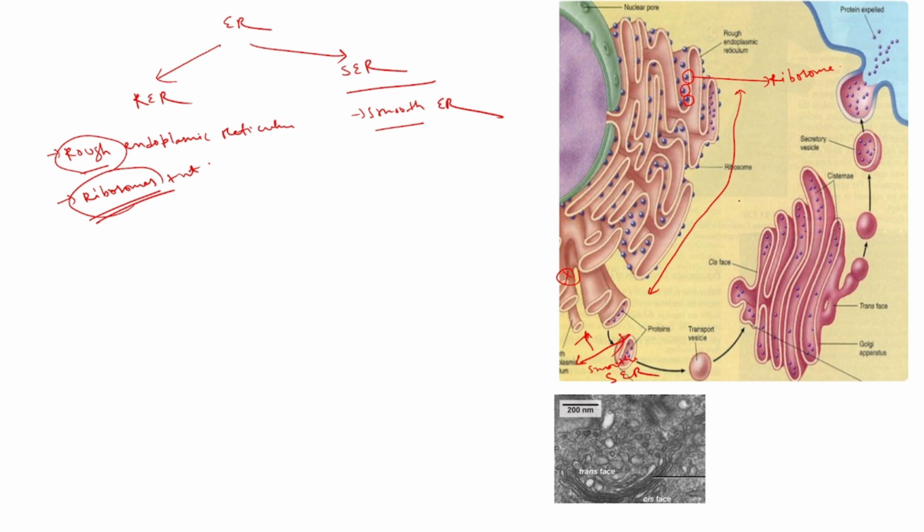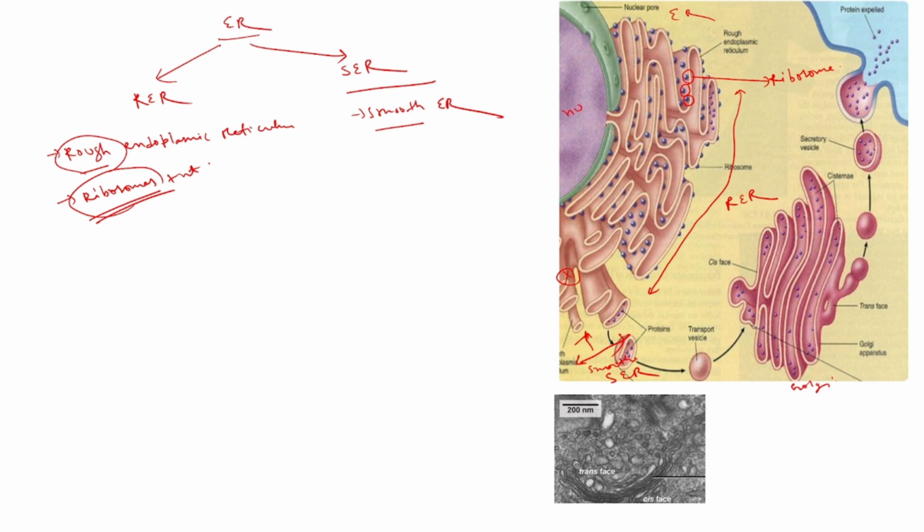This structure is called the rough endoplasmic reticulum because of the presence of the ribosome on the membrane of the rough endoplasmic reticulum. If you look at the endoplasmic structure, it emerges from the nucleus. This is the nucleus, this is the ER, and this is the Golgi.